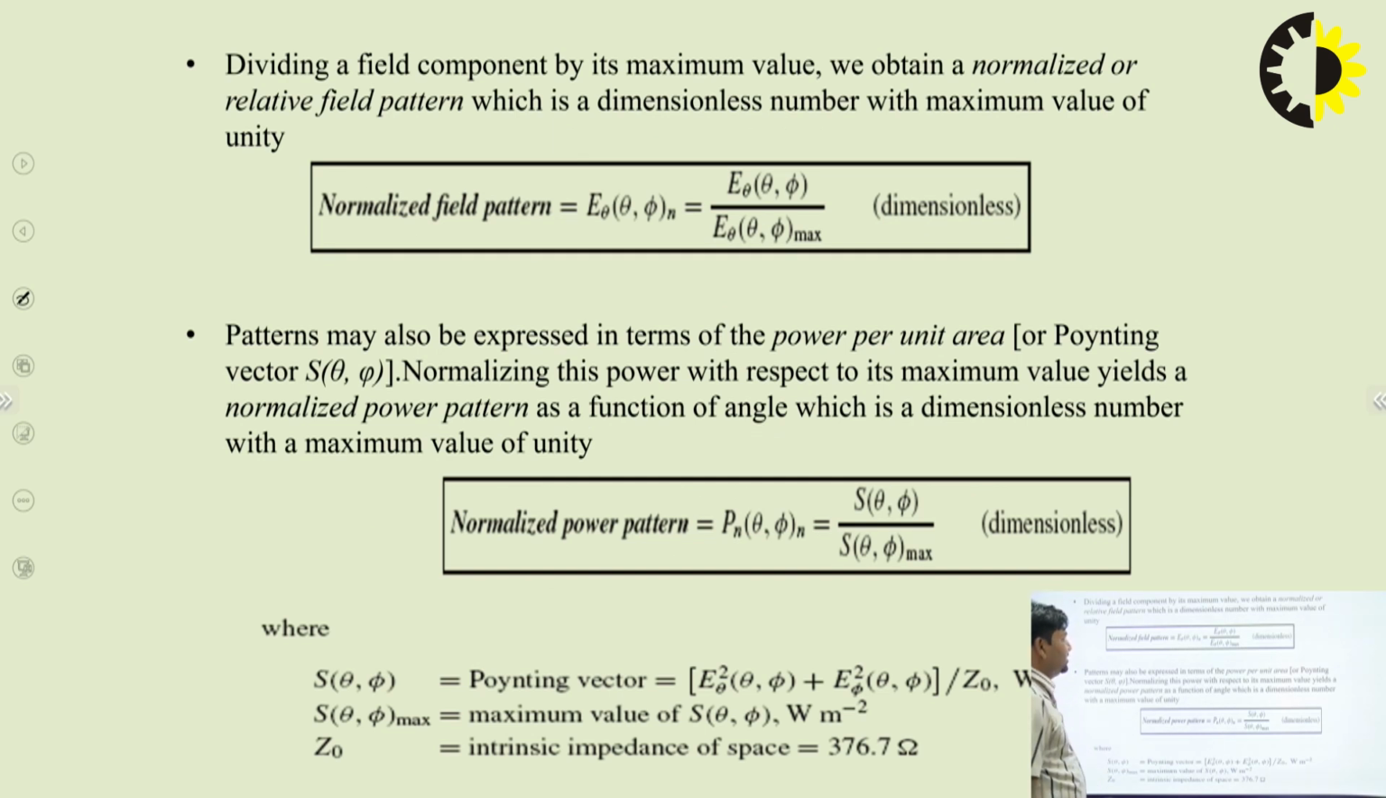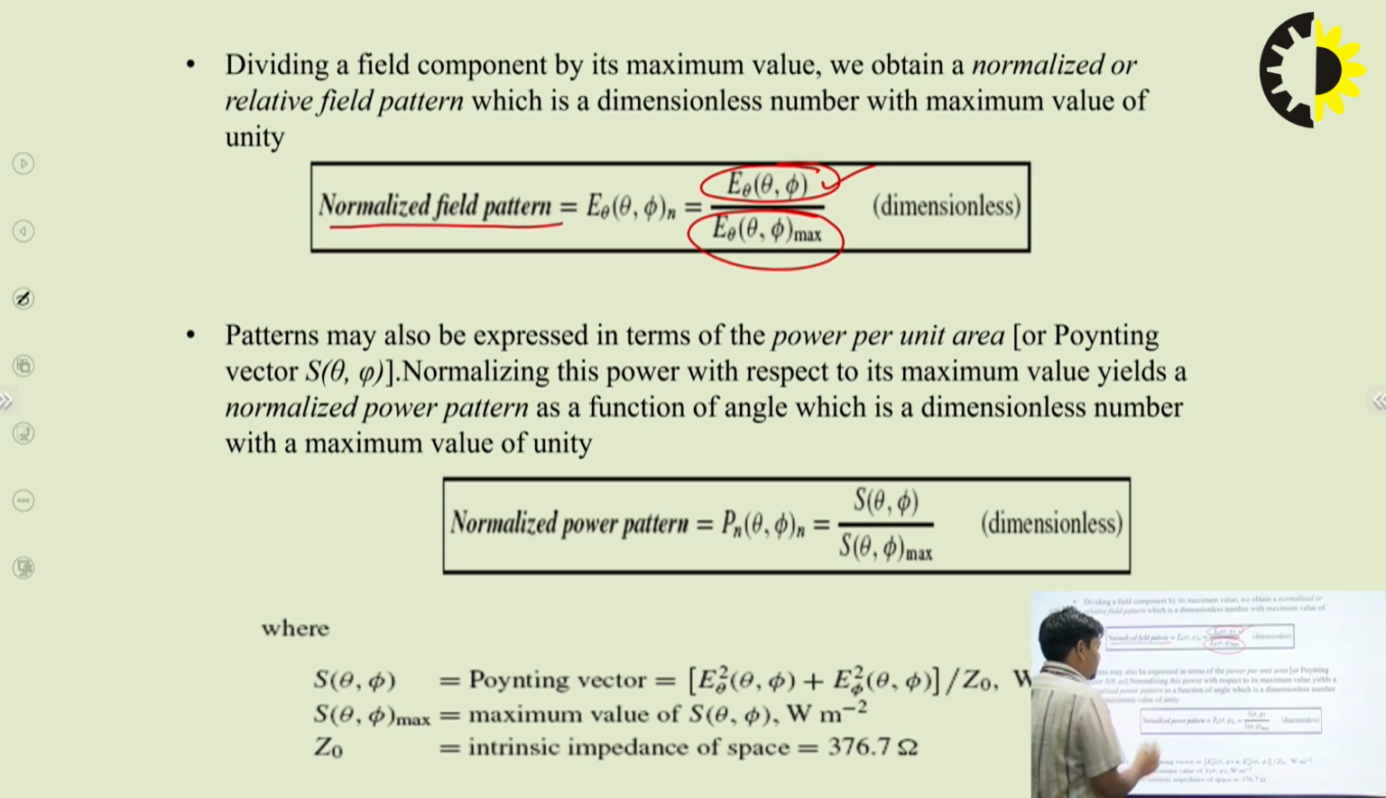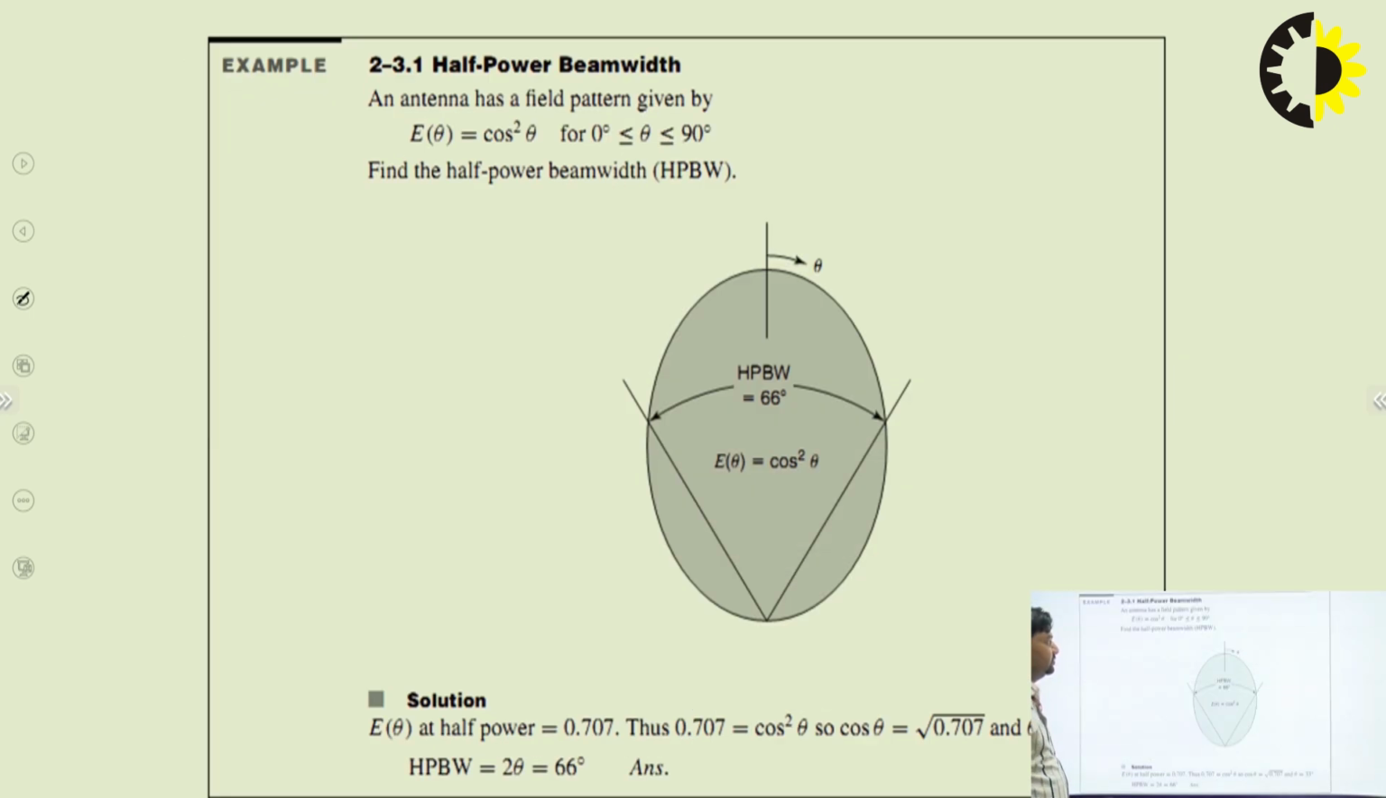So what is the normalized field pattern? If the electric field intensity in the theta, phi direction, with r direction the same, is a function of theta and phi, then theta or phi is varied, so the electric field intensity is varied. If we divide E theta, phi in any direction by the maximum E theta, phi, this is the normalized field pattern. The normalized field pattern and the normalized power pattern are the same if we divide the power intensity by the maximum power intensity. So we achieve a normalized power pattern.